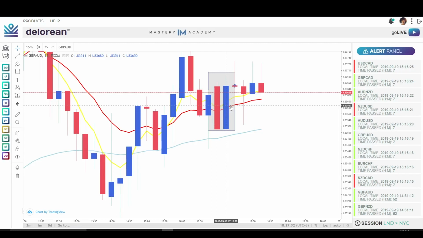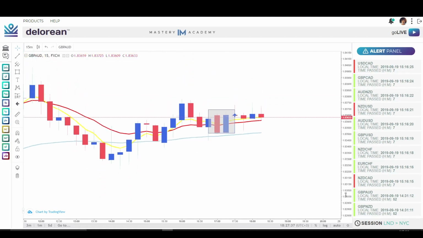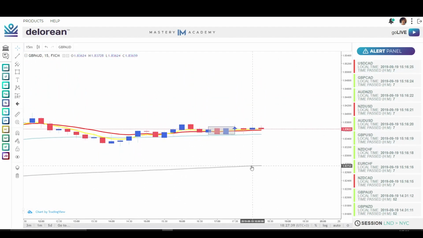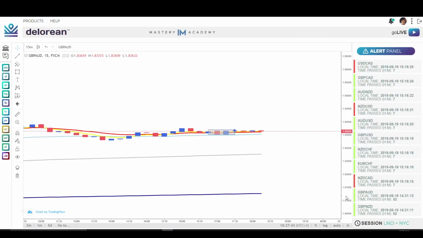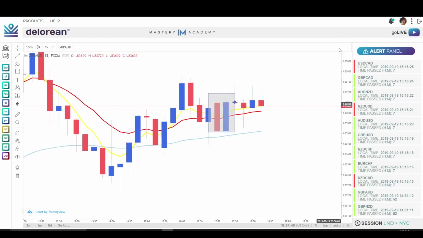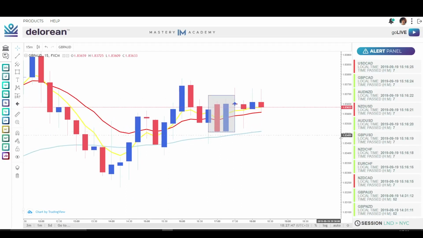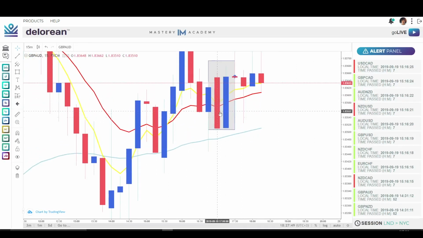Do we have any extra EMAs for confluence? What we want to do for this is look at either our gray, our light blue, or our dark blue. Keep in mind that those 3 lines will always be on your chart. If you're buying, you want to have one of those directly below your 2 candles, very close to it, if not touching it. You can see it's very close to it, right below. Yes, we have an extra EMA for confluence. So that answers our third question.